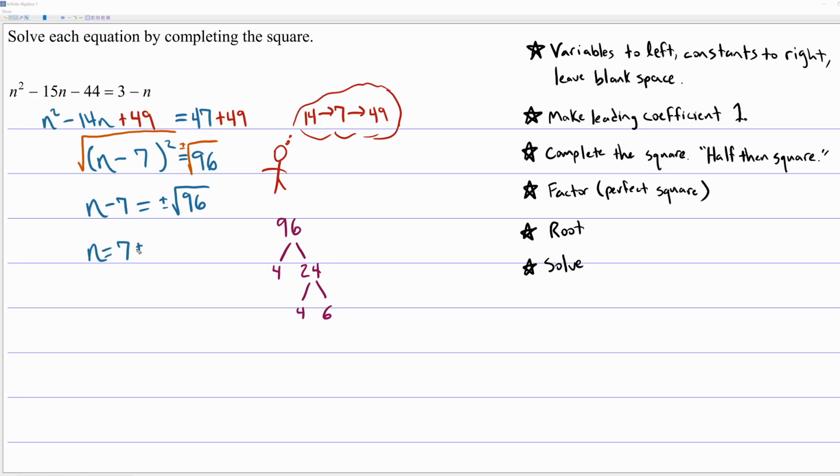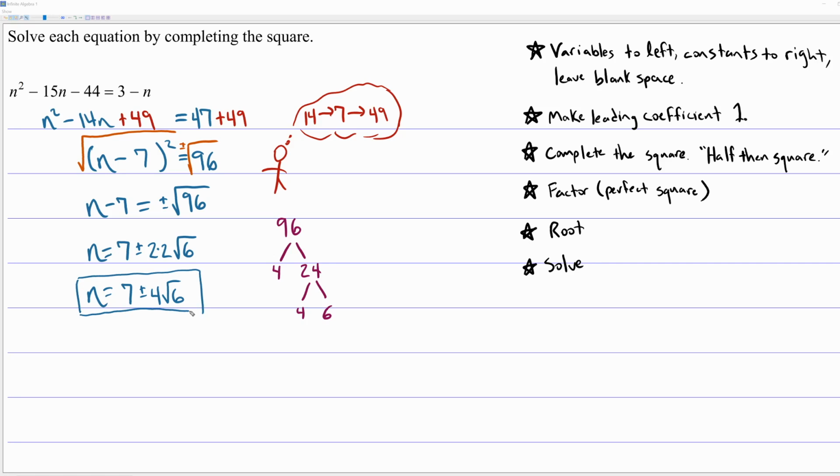So 7 plus or minus, well, the square root of 4 is 2. The square root of this 4 is also 2, so normally I wouldn't write this in 2 steps, but just for emphasis I will. The square root of 4 is 2, the square root of 4 is 2. We can't do anything with the 6, so that stays underneath the root. And let's just clean this answer up. 2 times 2 is 4. So 7 plus or minus 4 times the square root of 6 is our answer.